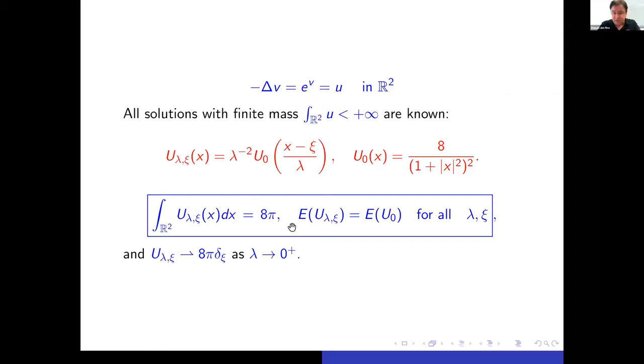Yet another thing, as you can immediately see, this u zero is a function that decays to zero at infinity rather fast, 1/rho^4. And as lambda goes to zero, these functions actually approach a Dirac delta centered at the point xi, a Dirac delta with mass 8 pi. So this is a characteristic of these bubbles. Okay? They concentrate, and they concentrate with mass 8 pi.